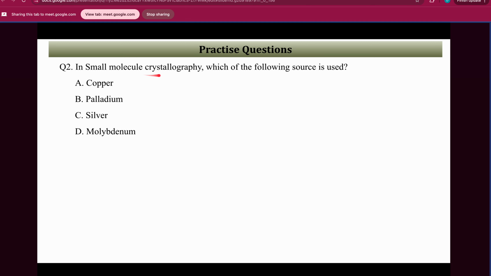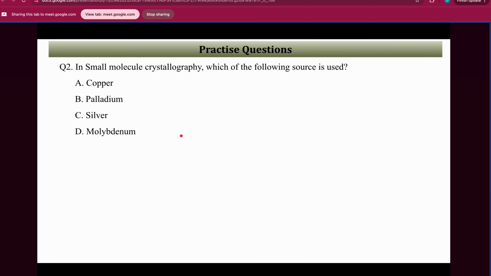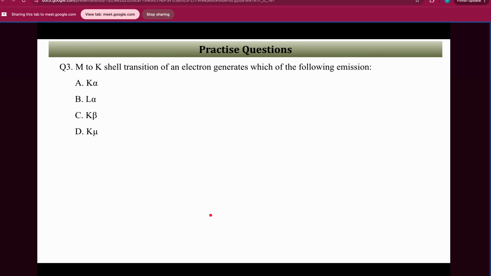The second question is, in small molecule crystallography, which of the following sources is used? Copper, palladium, silver, or molybdenum. This also we have discussed in the initial few slides. Yeah, very nice. The right answer is option D, which is molybdenum, and it has K alpha of 0.709. Sorry, the wavelength for this radiation is 0.709 angstrom. That's why it is less than copper, so it is generally used for smaller molecules.